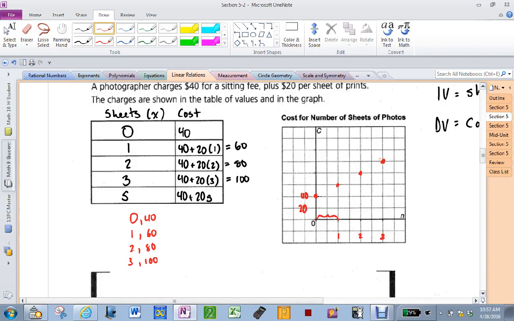So what is different between this and 2n plus 1?